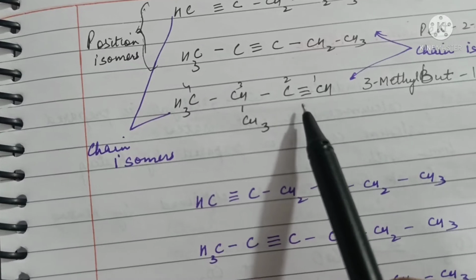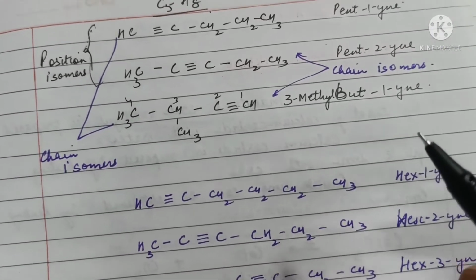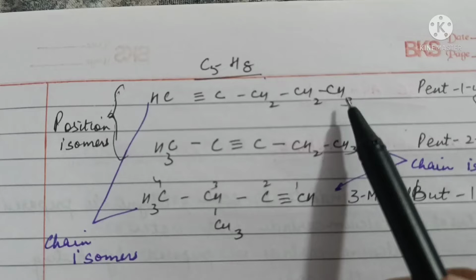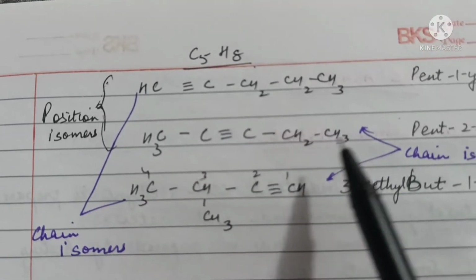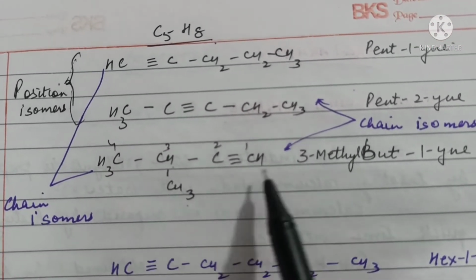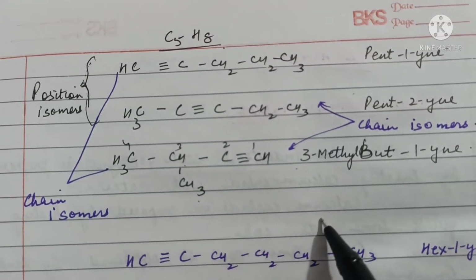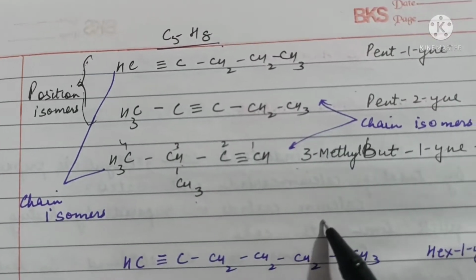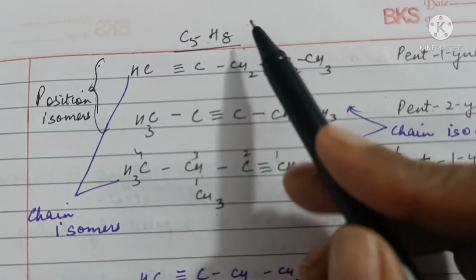the triple bond is at the first position, and this isomer will be called pent-1-yne, pent-2-yne. This is 3-methylbut-1-yne. These are different isomers of C5H8.